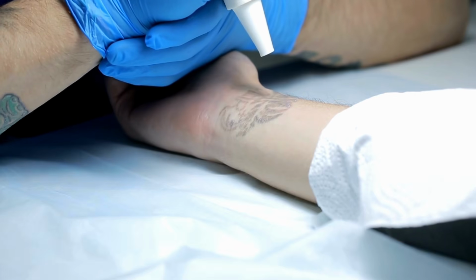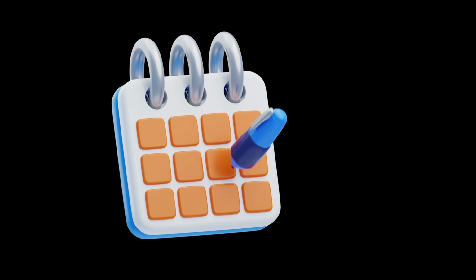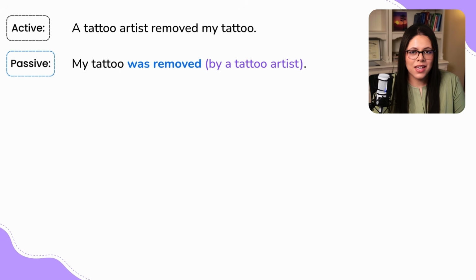Only a professional tattoo artist can do this, so the by phrase isn't necessary. Let's change the focus again. Who arranged this plan? Me. I'm responsible for causing the action to happen. I scheduled the appointment and paid money for this service, but of course, I didn't remove the tattoo myself. That would be really dangerous.